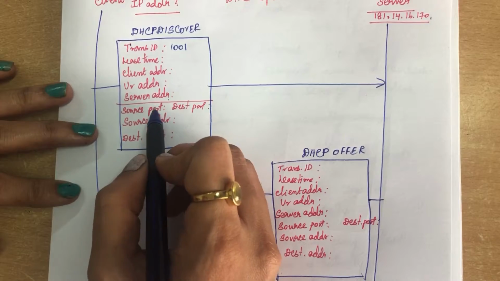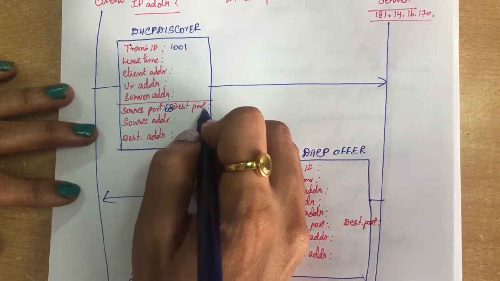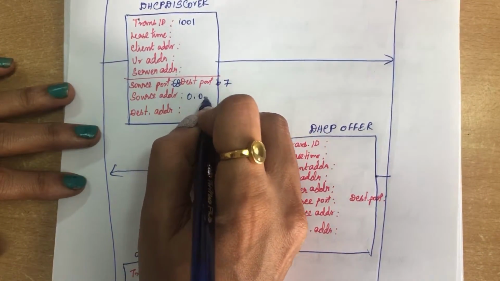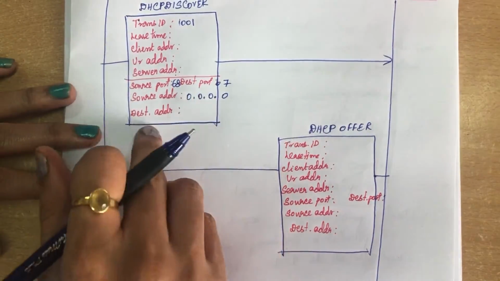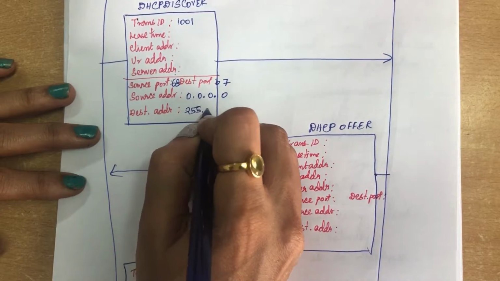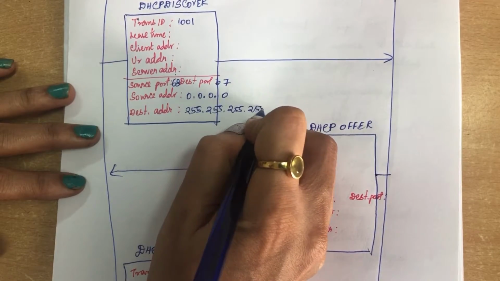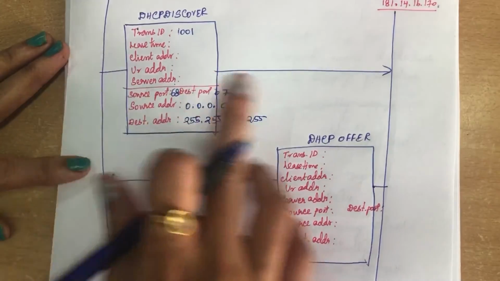Here the source port we are sending from is port 68, and the destination port is 67. We don't know the source address, so we send it with the address 0.0.0.0, and the destination address is a broadcast address, since we are going to send to all the servers, so it will be 255.255.255.255. This is what the DHCP discover message will contain, sent from client to server.